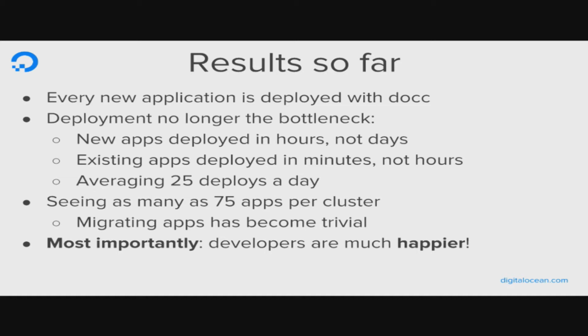We're averaging 25 deploys a day. I'm pretty sure that's no longer the case because we have a lot of automated CI systems also that deploy immediately. So we're probably in the hundreds right now. I'm seeing 75 apps per cluster. Probably not true either because we just had an explosion of applications being developed now that it's easier. So some of these numbers are pretty small, or pretty outdated, sorry. But you get the point. We're getting a lot of growth as a result of having deployment no longer being the bottleneck.